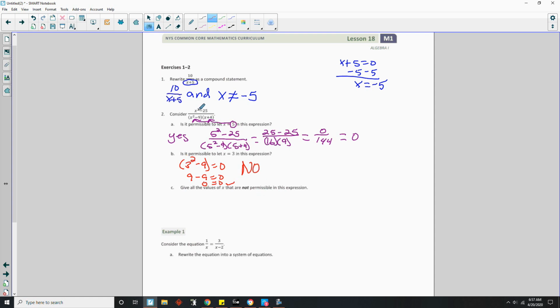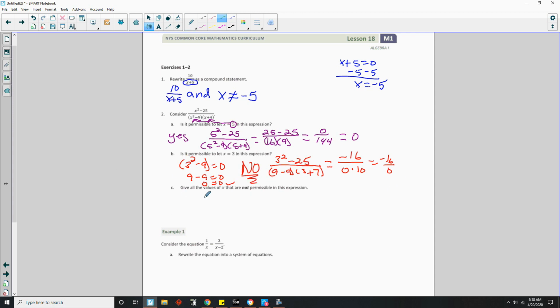If I plug the 3 in here, it'd be 9 minus 25. So if I do this like I did here, it'd be 3 squared minus 25 divided by, and I already did this over here, 3 squared minus 9 times 3 plus 4. So the 9 came from this 3 squared minus 9. 3 squared is 9, minus 25 is negative 16, over 0 times 7. Well, that's negative 16 over 0. So the answer is no.